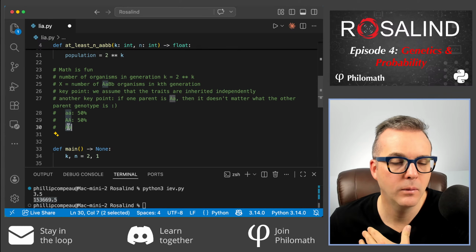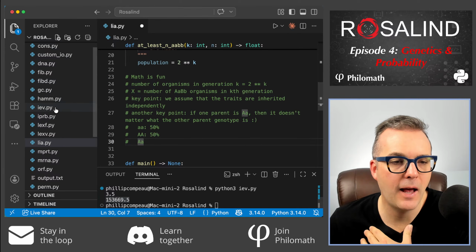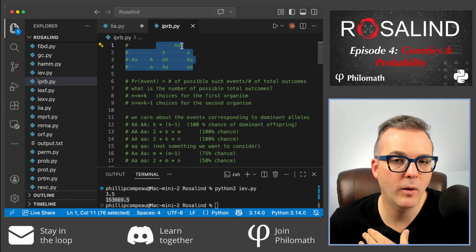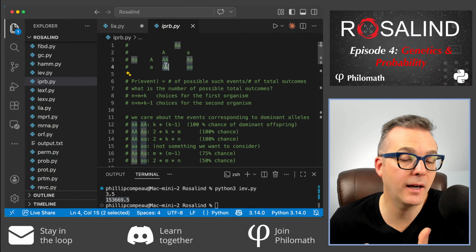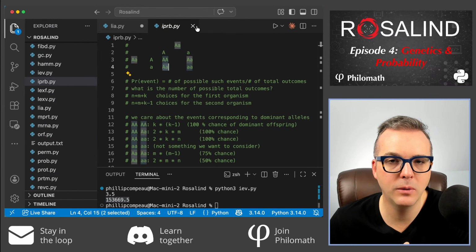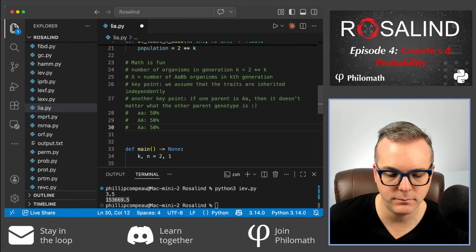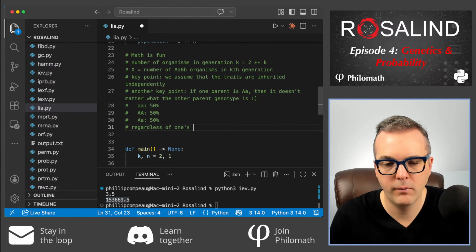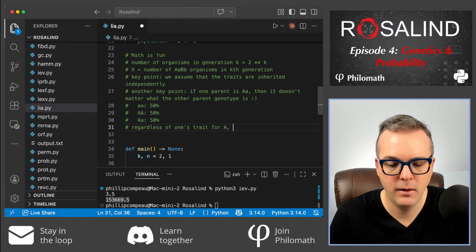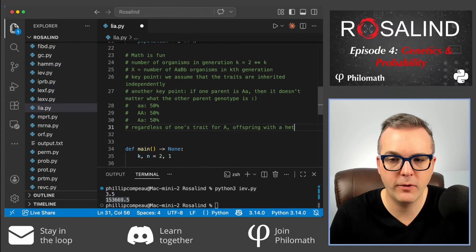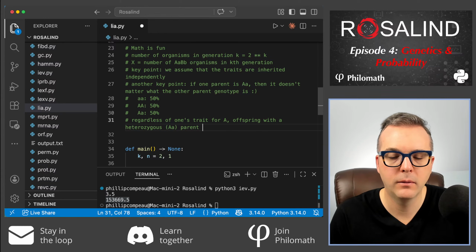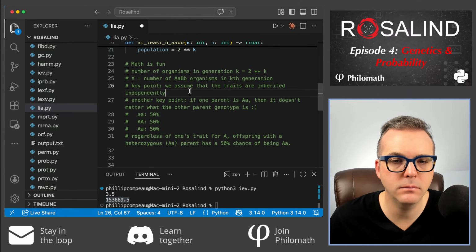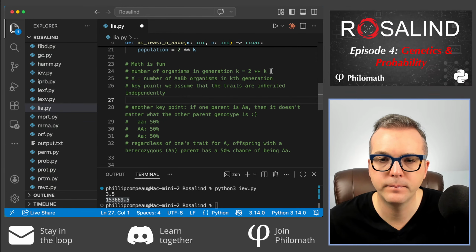that we showed to say if I have 2 heterozygous organisms, well, that was in our IPRB. This is our first Punnett square that we looked at, where if we have 2 heterozygous organisms, 2 of the 4 cases are going to produce heterozygous offspring. And for that reason, in that particular case too, the outcome is 50%. Okay, so in other words, regardless of the other parent's trait for A, offspring with a heterozygous parent has a 50% chance of being heterozygous. Okay. So that's an important point that we want to make.